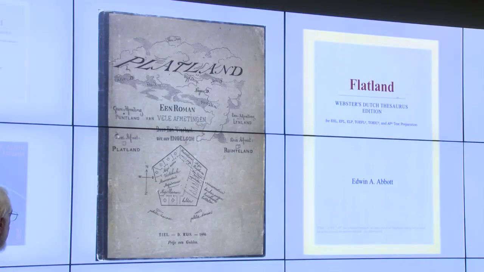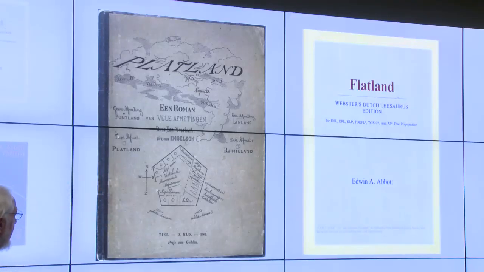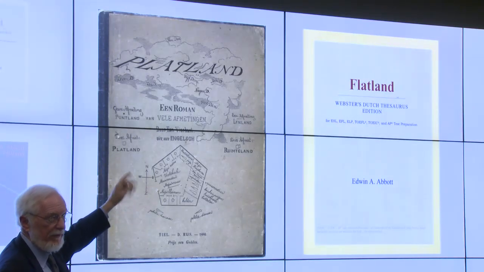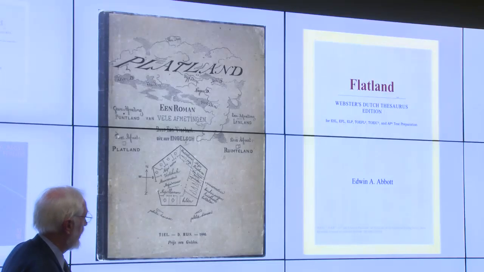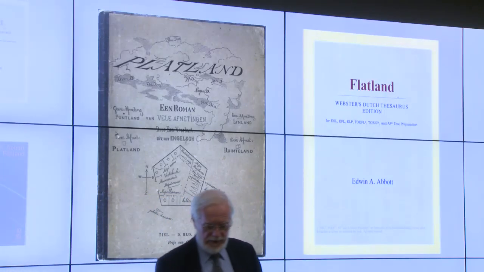From a romance of many dimensions. Roman, of course, in this case, happens to be a nice translation for romance. And you have geen afmetingen, no dimensions, één afmeting, twee, drie, and so forth. So it's door een vierkant, by a square, okay, by a four-sided figure, by a square.